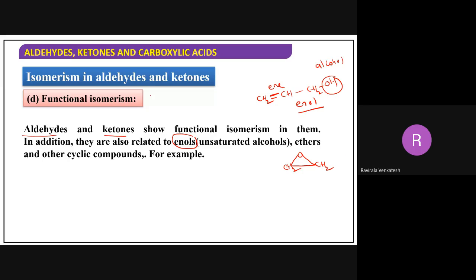So how many functional isomers are together? We can write aldehydes, ketones, enols, and finally cyclic ethers. And all these will have the same molecular formula. What is the difference? The difference is in the functional group. They have the same molecular formula, but they have different functional groups.